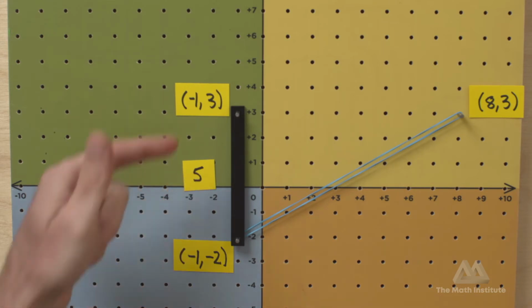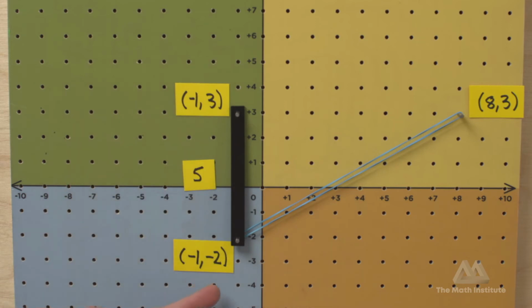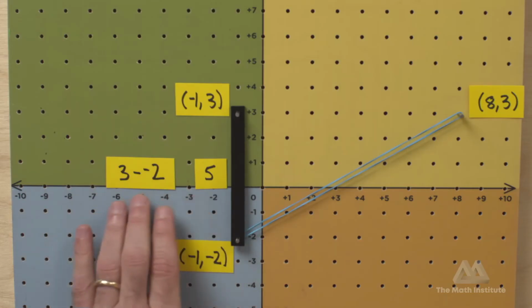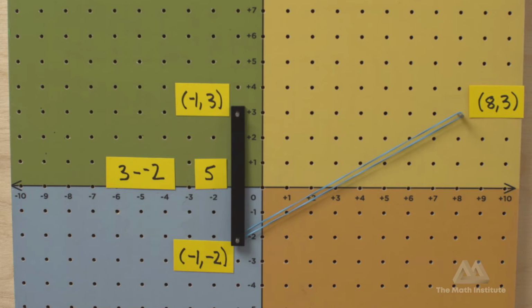So this 5 we get by taking 3 and subtracting -2. So 3 take away -2 is 5. And I might even label that here. Instead of labeling it as 5, I might label it as what it is the students are actually doing. So here's the answer, and here's what we did to get the answer.